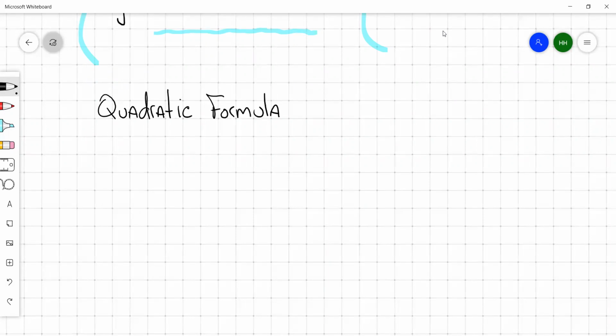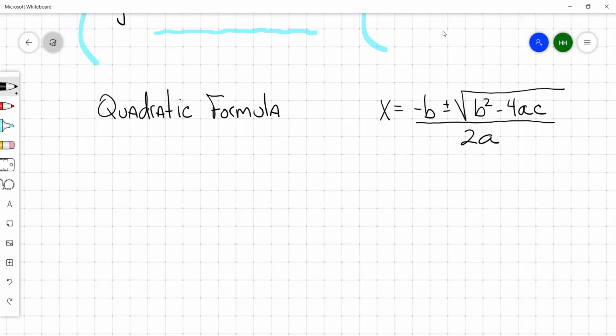Now, I said Monday, all right, we gave you the formula. It was x equals the opposite of b plus or minus the square root of b squared minus 4ac, all divided by 2a. And I told you that the first thing you needed to do on each problem, step one, is to identify your A, your B, and your C.